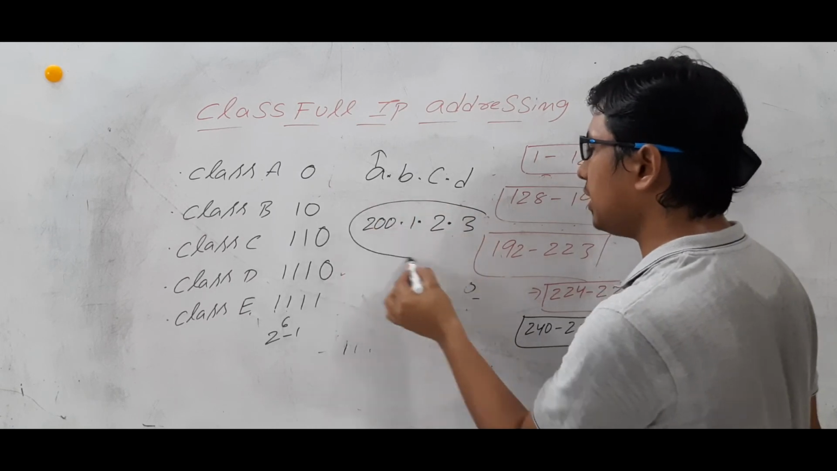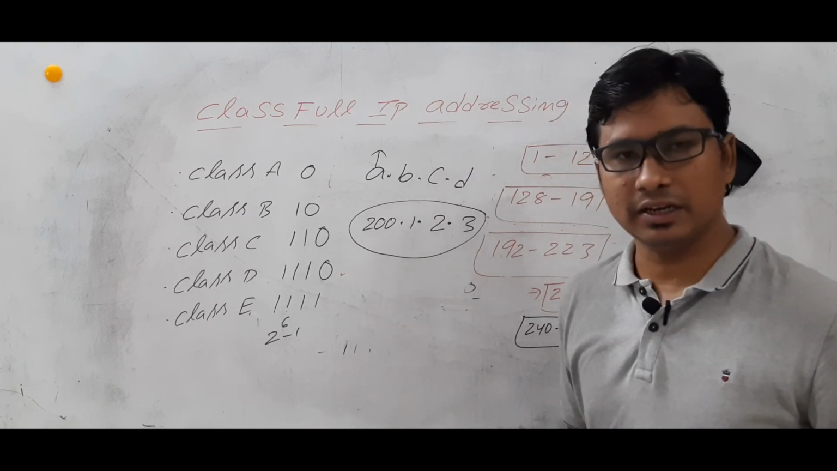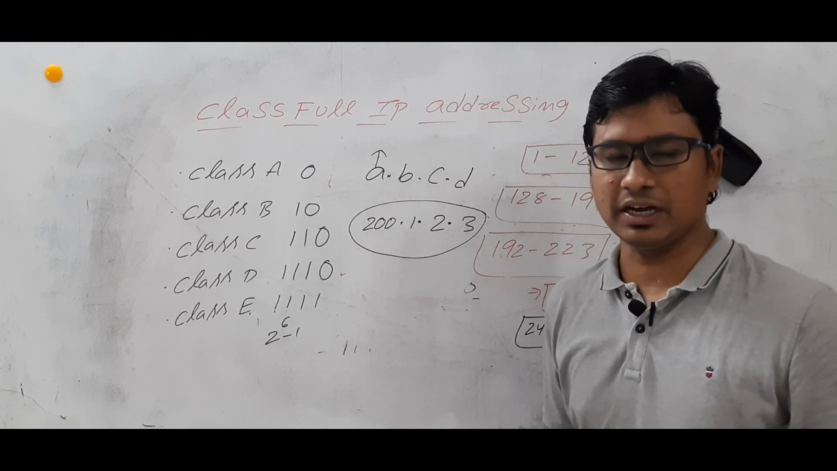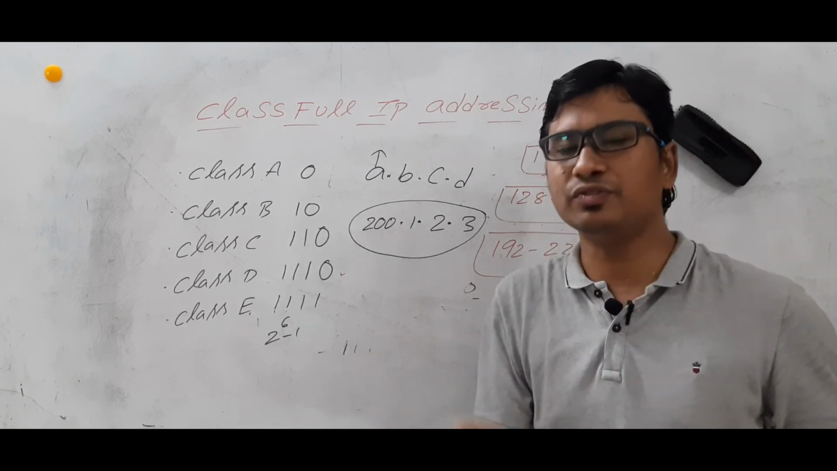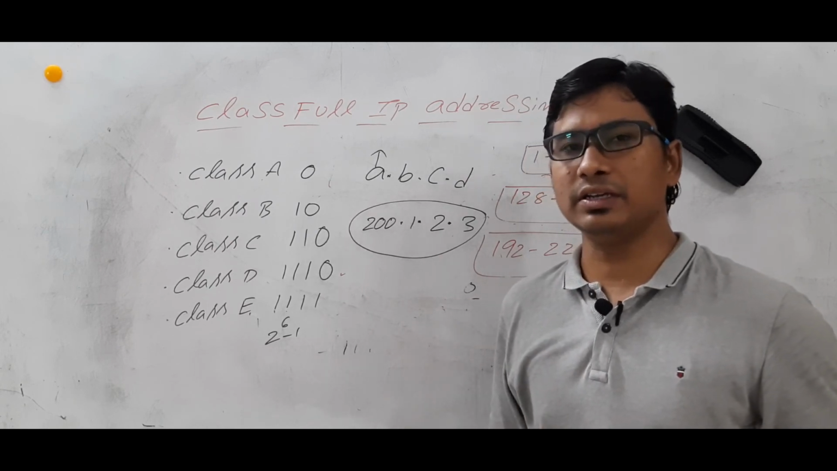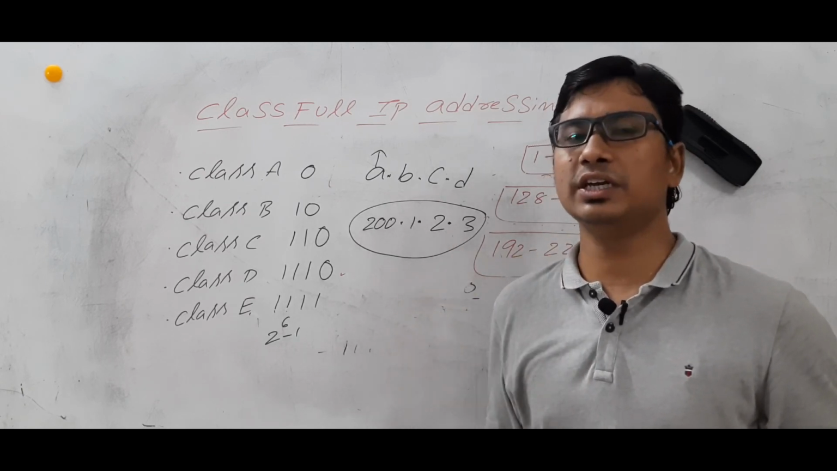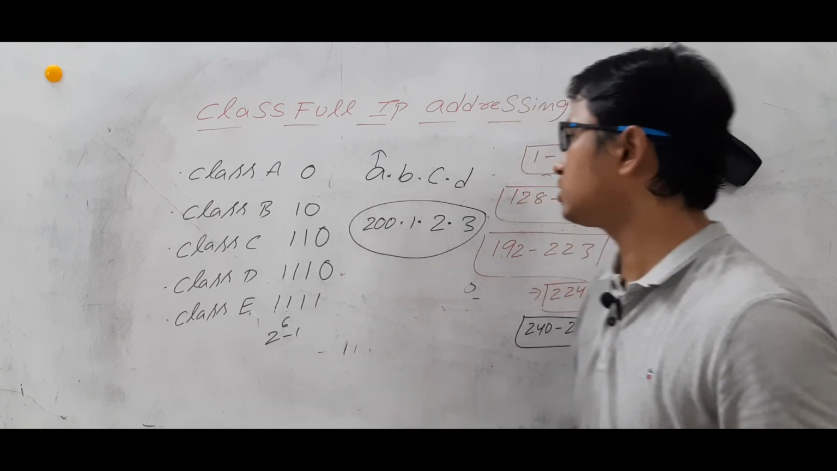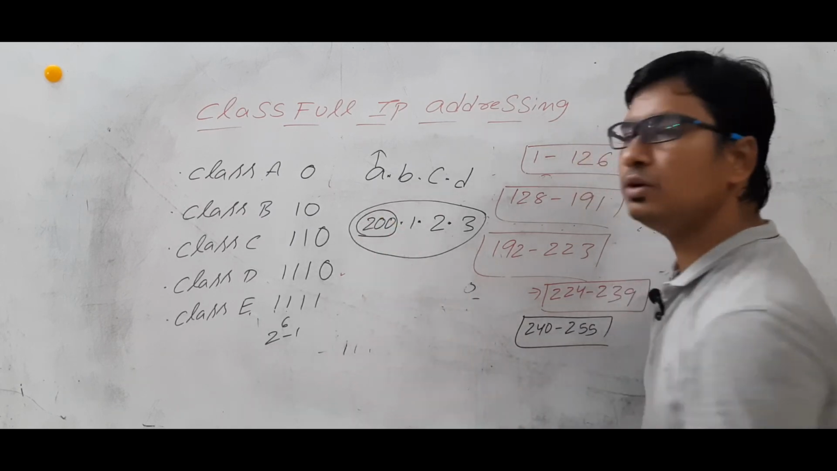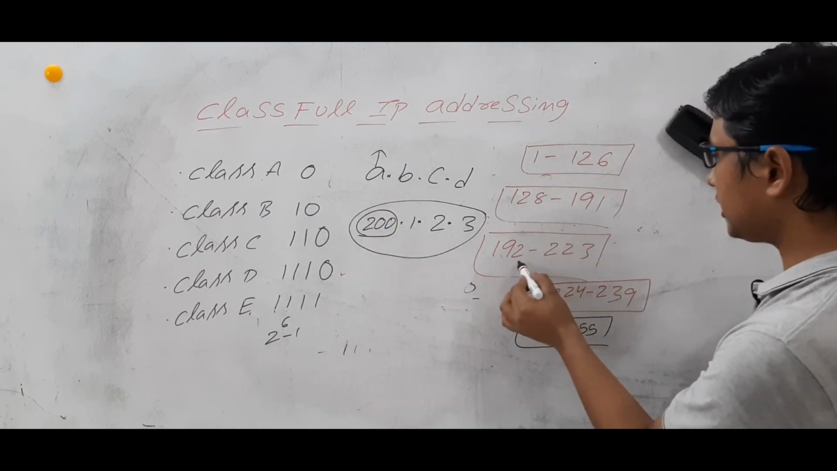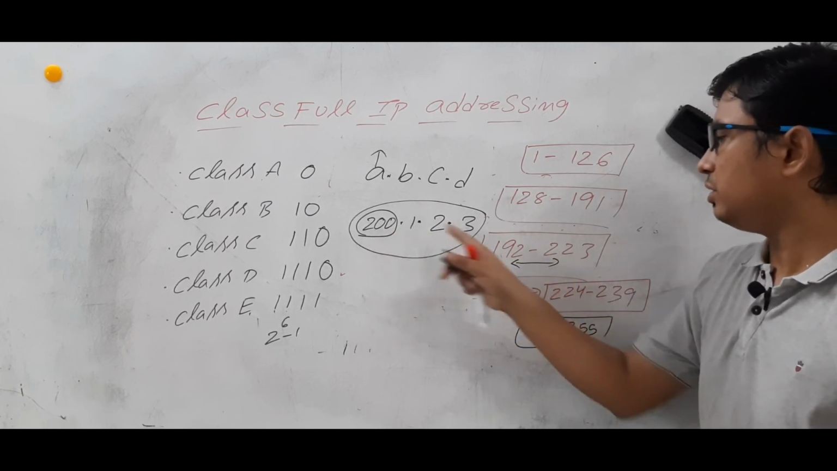Suppose someone gives the IP address like this and asks you how many network bits are there and how many bits are there in the host ID, because as you already know, an IP address consists of 2 parts. One is the network ID and another one is the host ID. Network ID is useful to identify the network, and host ID is useful for identifying the host. So now you can see this first octet, what is the value? 200. So 200 means where? It comes in this category. Am I right? 192 to 223. So it comes in class C.